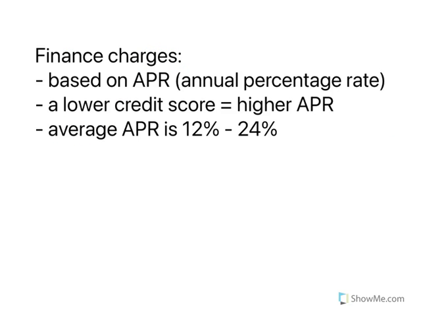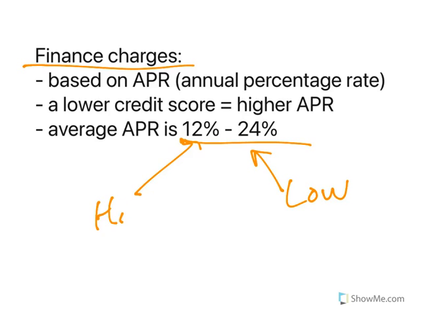So finance charges are based on the annual percentage rate. And the lower your credit score, the higher your annual percentage rate, right? So if you have a high credit score, you will potentially pay lower interest on your credit card. It's just kind of how it works. The average APR is somewhere between 12 and 24%. Again, if you have a low credit score, you're going to be up closer to 24. And if you have a high credit score, you'll be closer to 12.